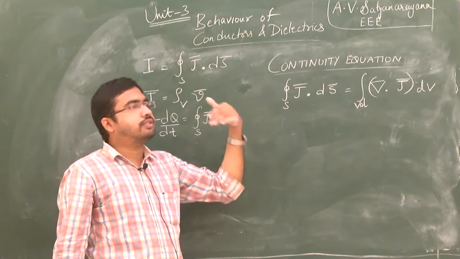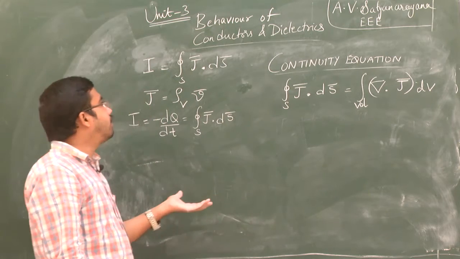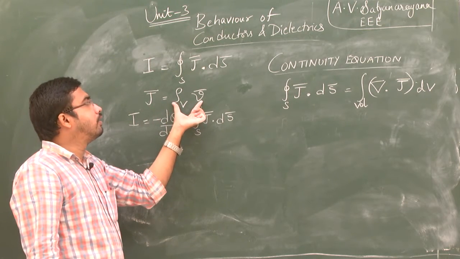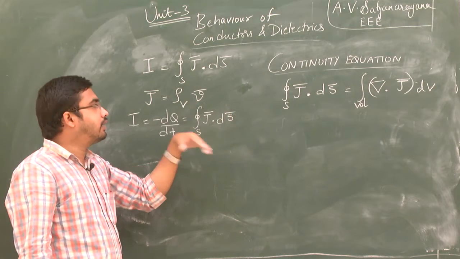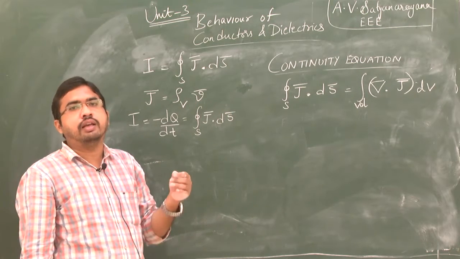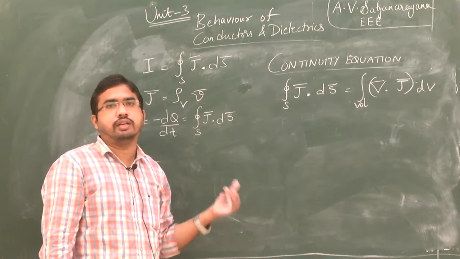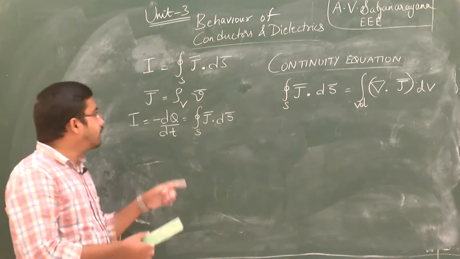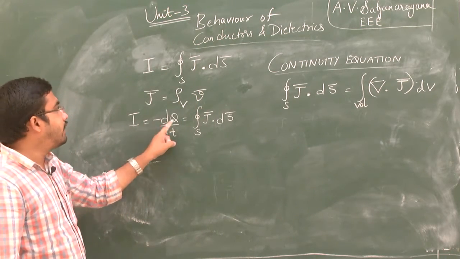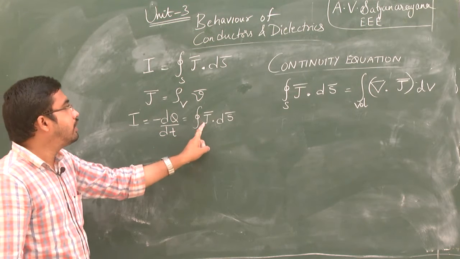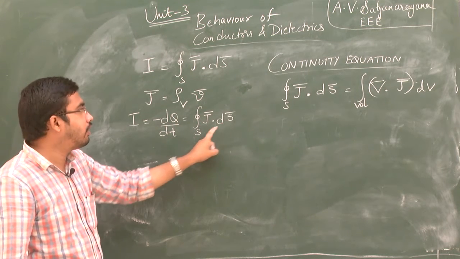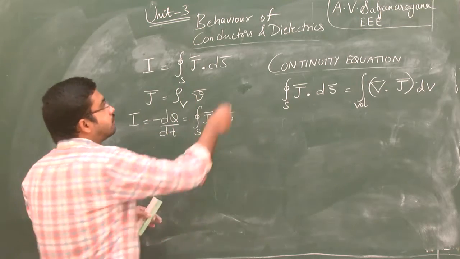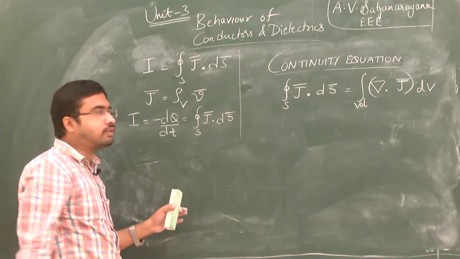Now we can make some assumptions. Already we have derived some relations. In the place of j bar, what can we substitute? Rho v into v bar. After substituting, we can obtain another form of continuity equation, that is the point form. Now, we know that I equal to minus dq by dt is equal to the closed surface integral of j bar dot ds bar. This is the previous continuity equation in integral form. These are the summarized formulas.